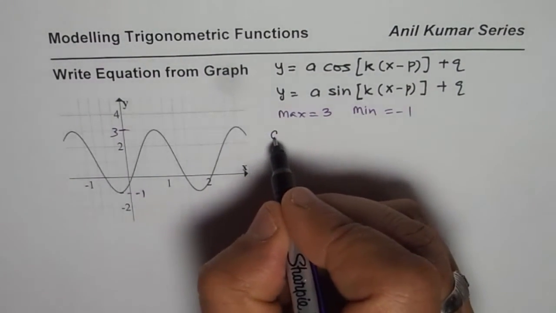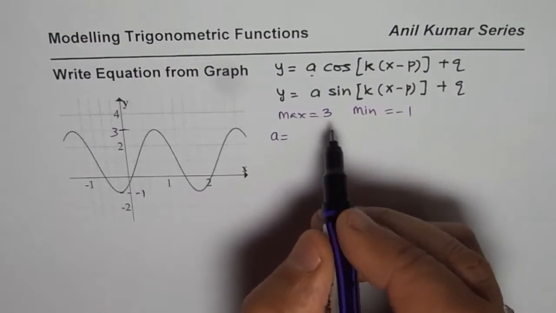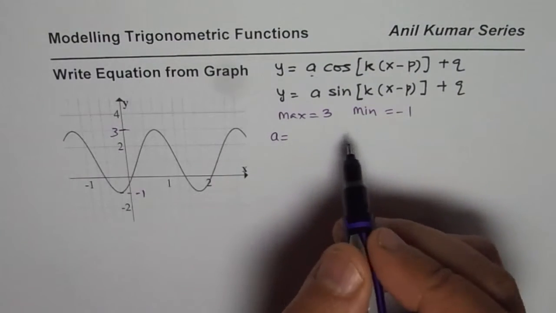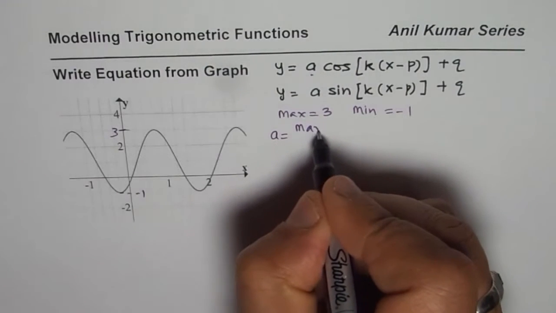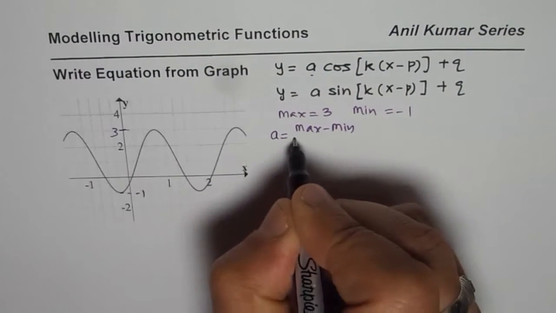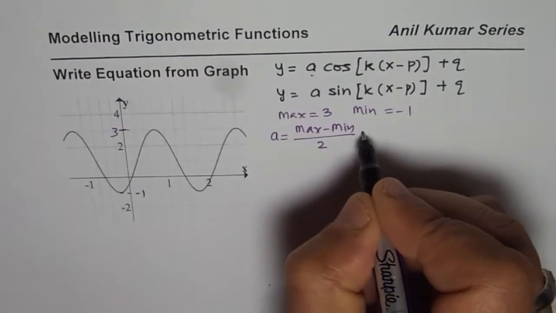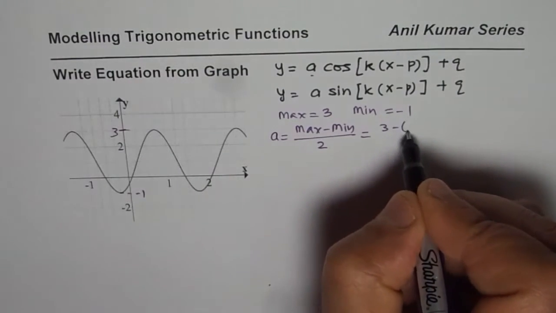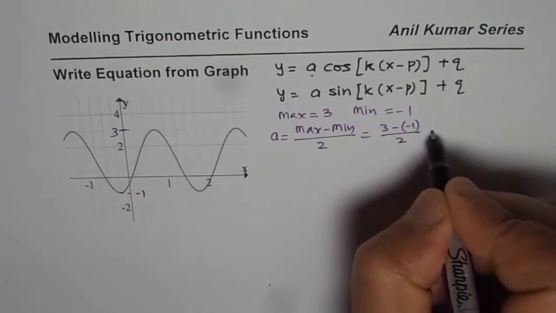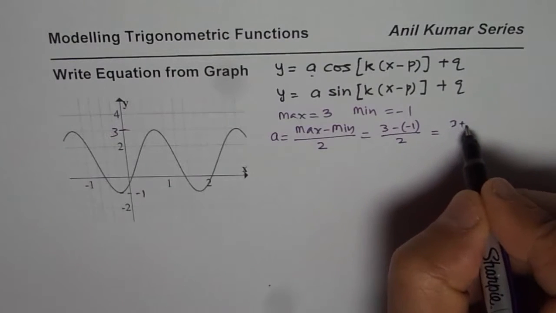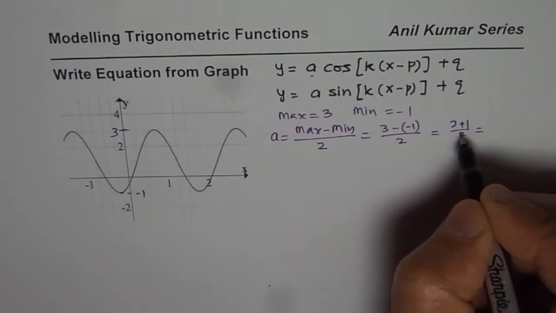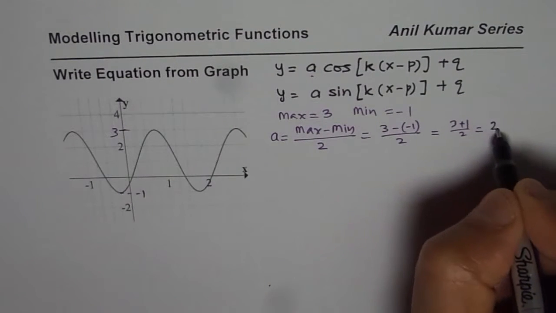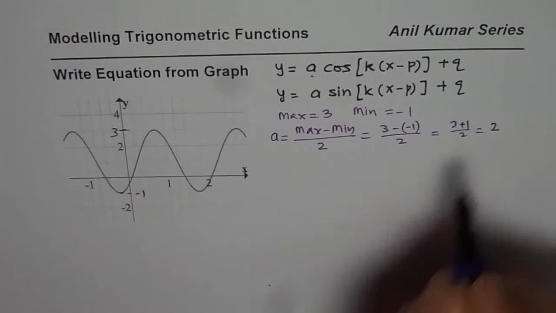So as you know, A, the amplitude, is the difference of these two values divided by 2, that is, maximum minus minimum divided by 2. So in our case, it is 3 minus -1 divided by 2. And that gives us 3 plus 1 divided by 2, or 4 divided by 2, which is 2. So the amplitude is 2.